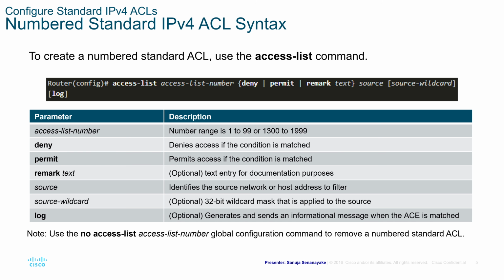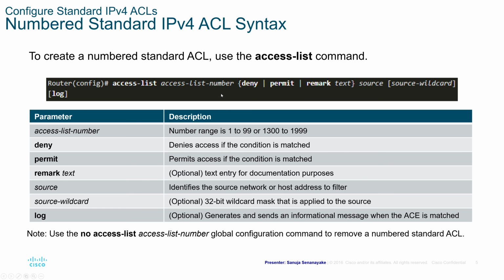Numbered standard IPv4 ACL syntax. To create a numbered standard ACL, we can use the command access-list. Here, you can see in this Cisco router, they are using access-list, and then you can enter the list number. It could be a numbered value, and you can choose from deny, permit, or remark. Remark would be just a text to identify the ACL list, and then the source and the wildcard associated with it. The parameters are listed in this table on the left-hand side with a description of what you can do with them.